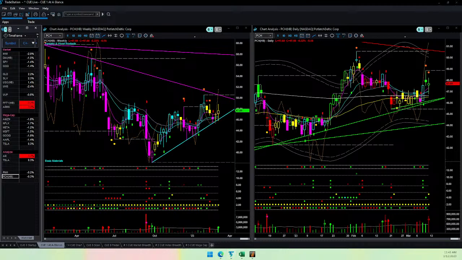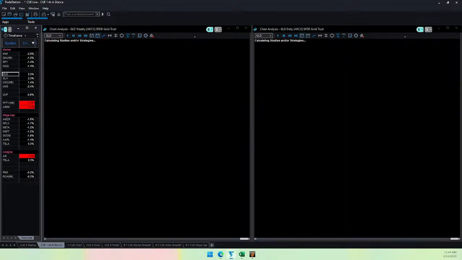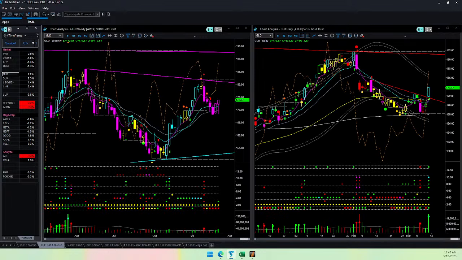On the short side, I don't want to look for shorts. Let's just look at gold. Gold may hold up better, and it did actually break out of the trendline resistance on Friday. It had a large gap up open on Friday.